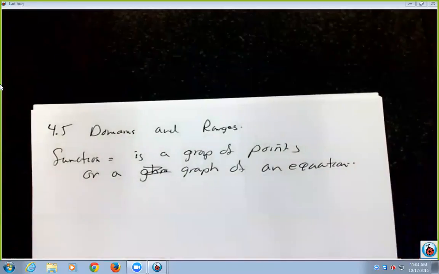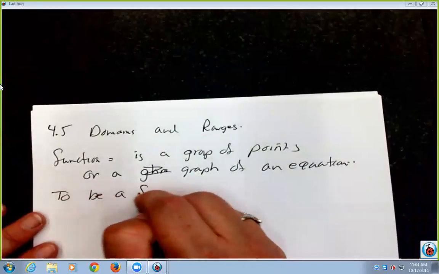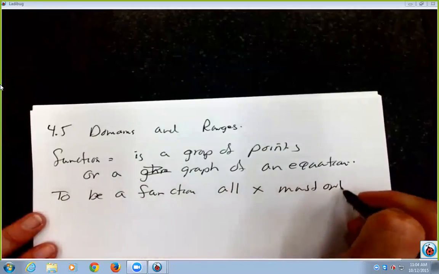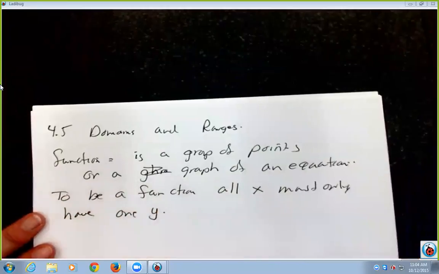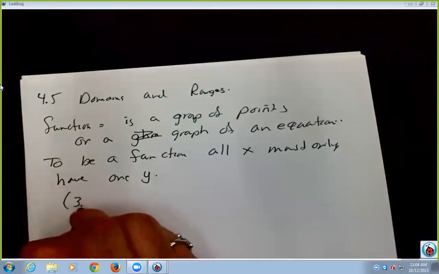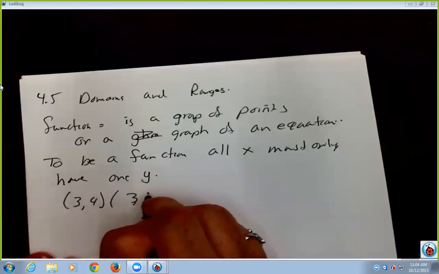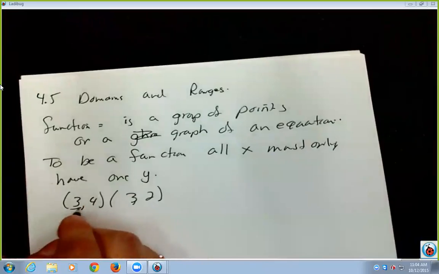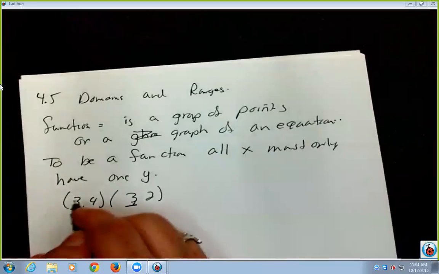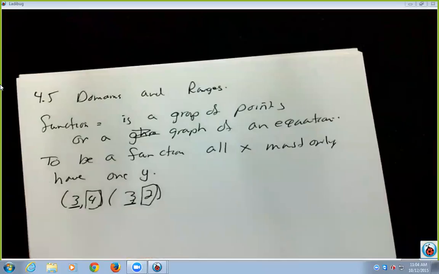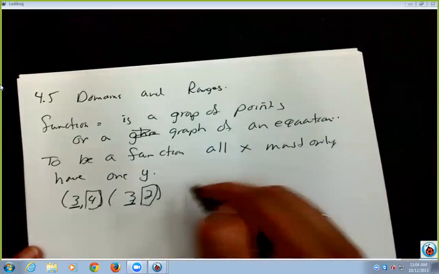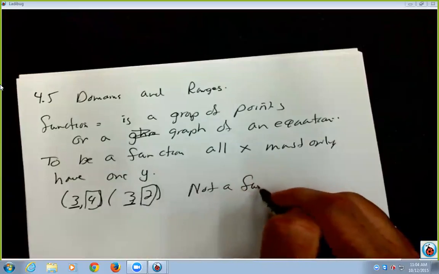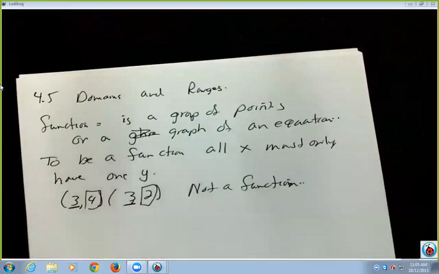So in our functions, the thing is that to be a function, all x's must only have one y. Meaning that if I had 3, 4 and 3, 2, I could not have this as being a function because 3, which is my x value, that's the first piece, is associated with 2 different y's. Okay? So x's can only have one y that they can be connected to. So this is considered not a function because it has that repeat pattern in there.